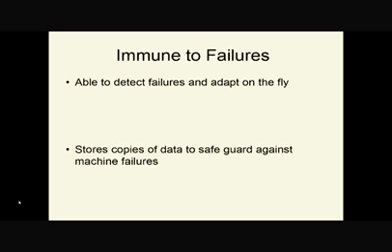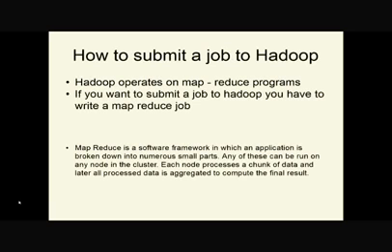A Hadoop cluster typically has hundreds or sometimes thousands or more machines, and any node can fail anytime due to a hardware, software, or a network problem. Hadoop is designed to take care of this. It can detect node failures and it intelligently resubmits the data to another node for reprocessing.